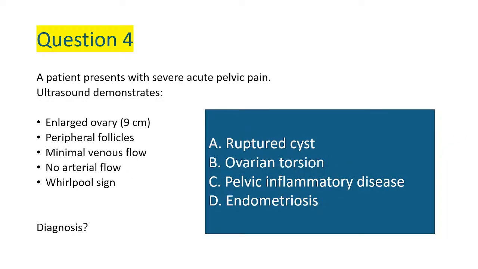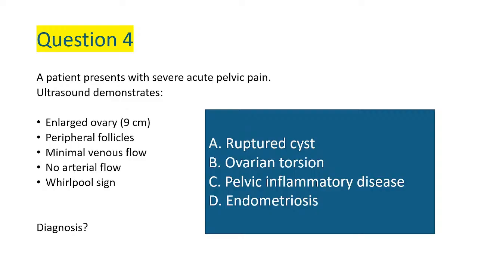Question number 4. A patient presents with severe acute pelvic pain. Ultrasound demonstrates enlarged ovary 9 centimeters, peripheral follicles, minimum venous flow, no arterial flow, and the Whirlpool sign. What is the likely diagnosis? A, ruptured cyst. B, ovarian torsion. C, pelvic inflammatory disease. D, endometritis.